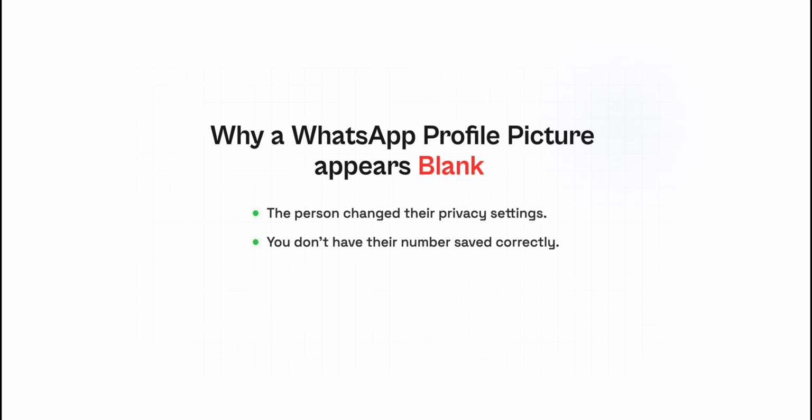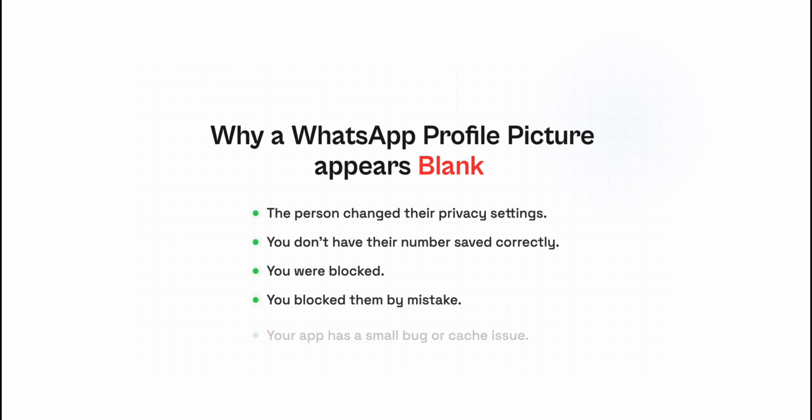First, understand why this happens. When a WhatsApp profile picture is not showing, it usually happens for one of these reasons. The person changed their privacy settings. You don't have their number saved correctly. You were blocked. You blocked them by mistake. Your app has a small bug or cache issue. Now let's fix it one by one.